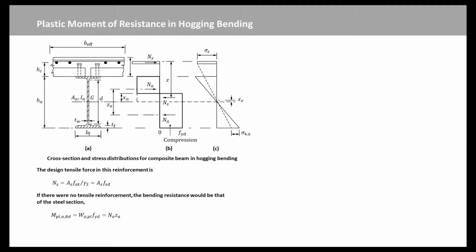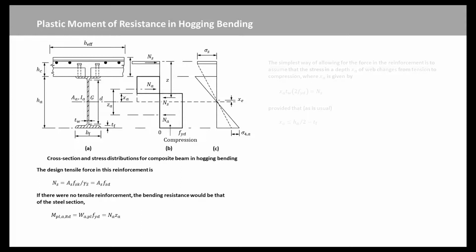If there were no tensile reinforcement, the bending resistance would be that of the steel section, as expressed here, where WAPL is the plastic section modulus and FYD is the design yield strength. For rolled sections, it is not necessary to calculate the forces NA in the stress blocks of depth half of HA, nor the lever arm ZA, because values of WAPL are tabulated, but for plate girders, NA and ZA have to be calculated.